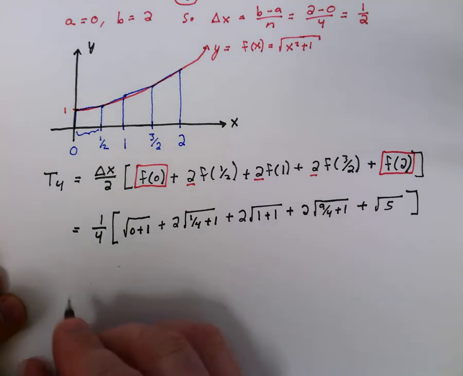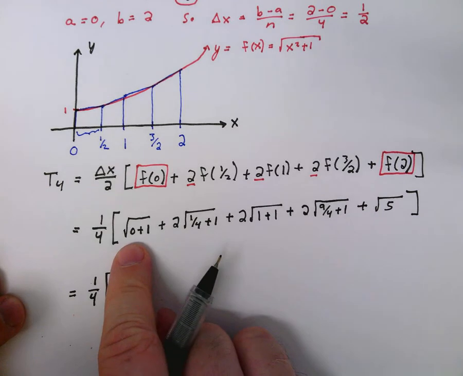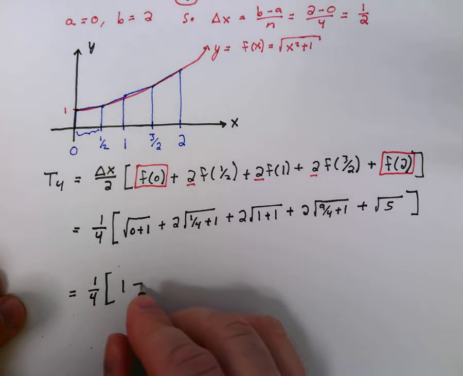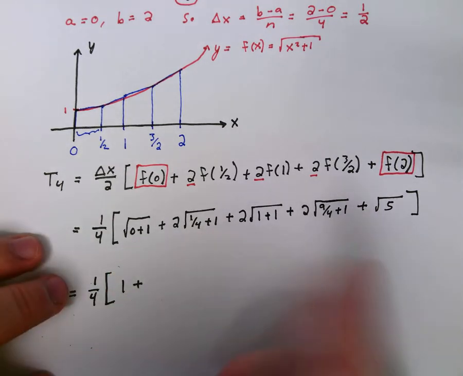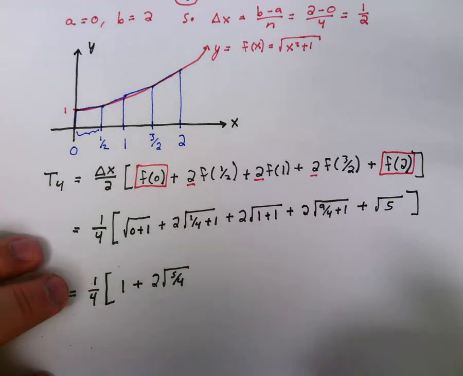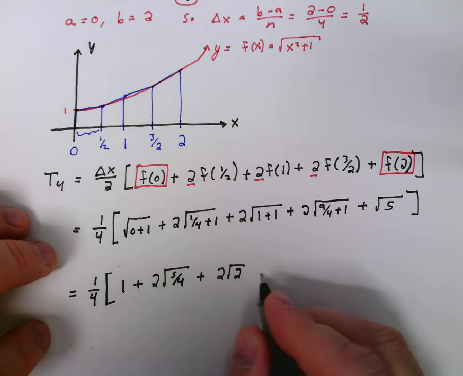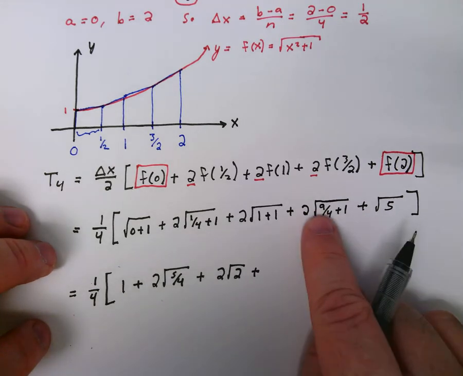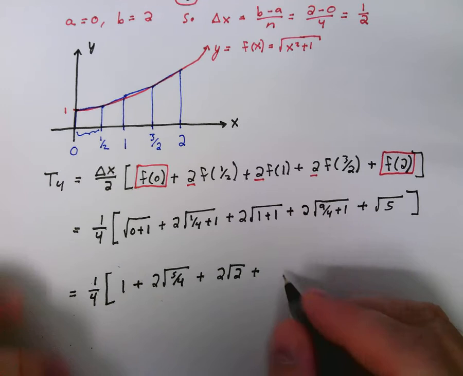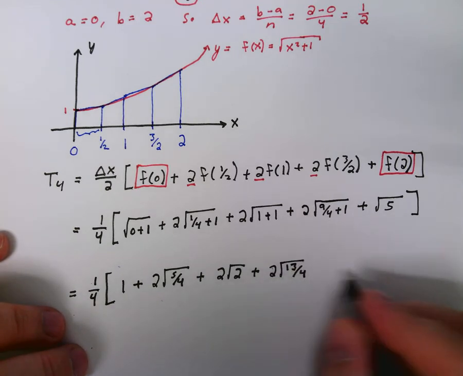Okay, so the last thing I'm going to do is clean this up a little bit. So the square root of 1 is 1. This is going to be 2 times the square root of 5/4. Plus 2 times the square root of 2. Plus 9/4 plus 1 is 13/4, so that's just 2 times the square root of 13 over 4. Plus the square root of 5.